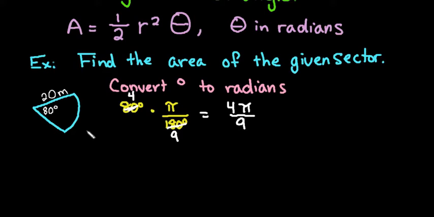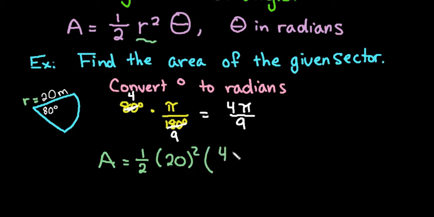So we're just going to take our formula, A is equal to 1/2. Our radius squared is right here, so our radius is the ray that connects the central angle to the edge of the circle. So we would put 1/2 of 20 squared times our angle measurement, which is 4 pi over 9. So now, depending upon whether you were looking for the exact area or the approximate area is whether you will leave it in terms of pi or not in terms of pi.